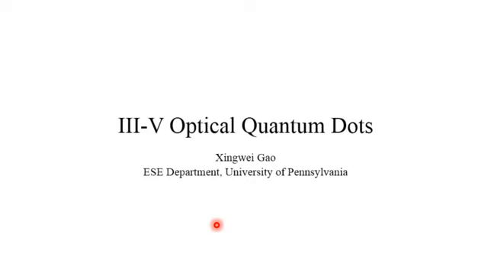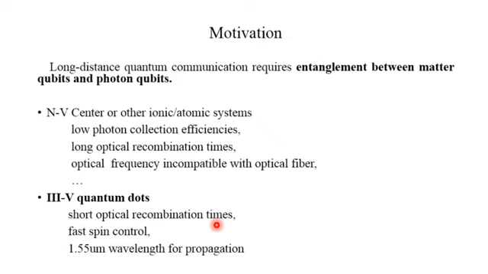I'm talking about III-V optical quantum dots. To realize remote quantum communication, we need to consider qubit transmission with photons. First of all, it requires entanglement between local matter qubits and photon states. For this application, optically active quantum dots have advantages over other qubit systems.